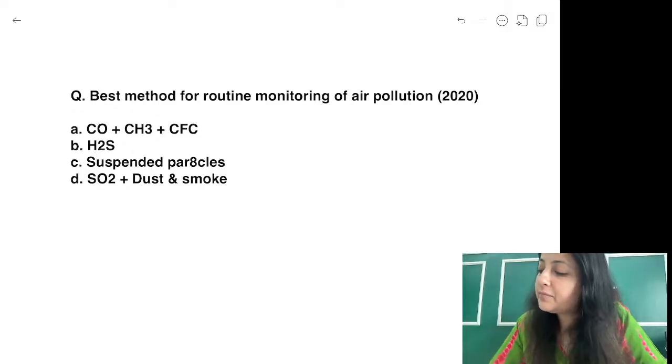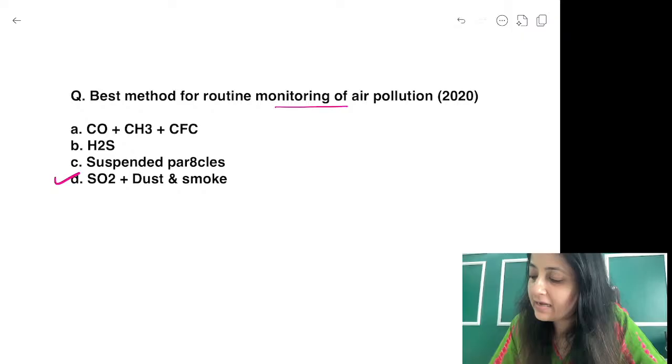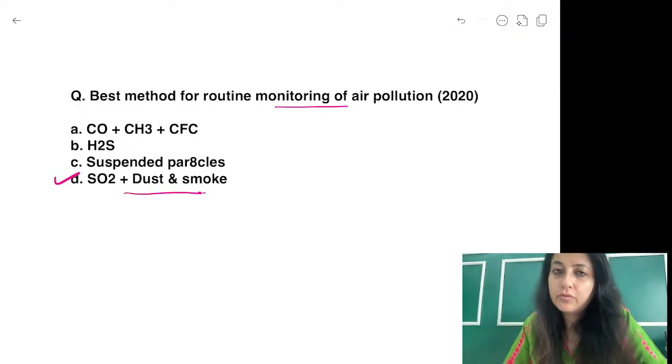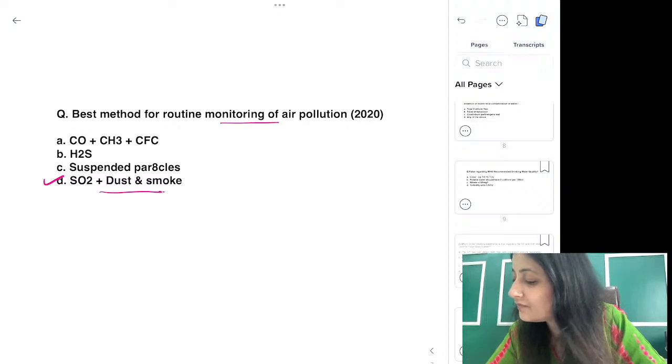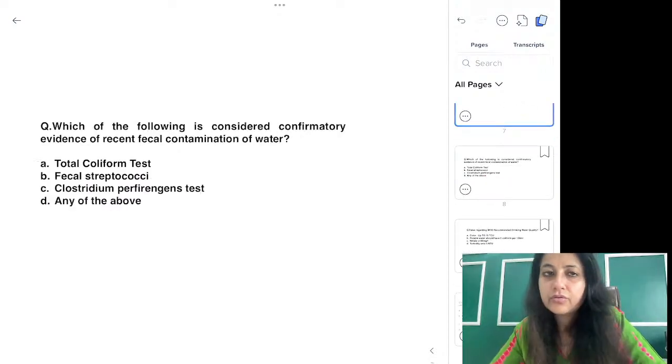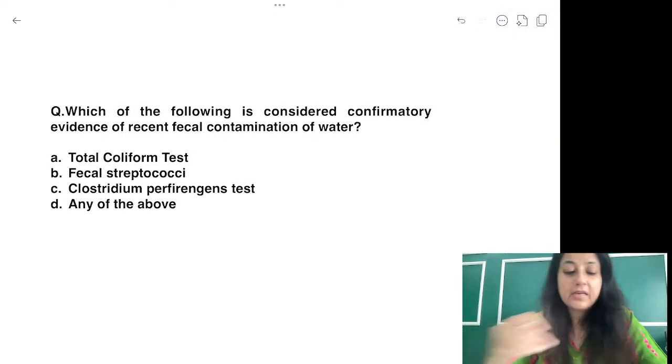Okay. Best method for routine monitoring of air pollution. What have you written? Good. Sulfur dioxide, dust, and smoke. All right. For routine monitoring we take sulfur dioxide, dust, and smoke. And we will have a question on indicators of air pollution also. So don't worry. Let's go to the next question.